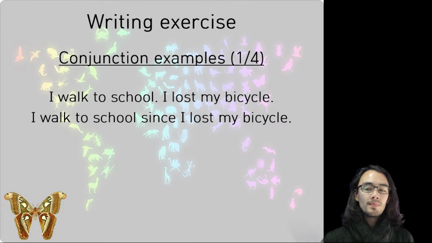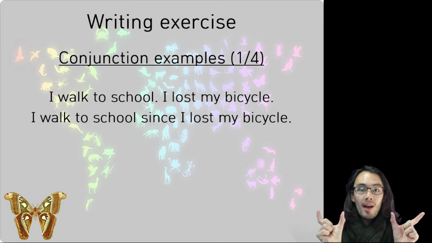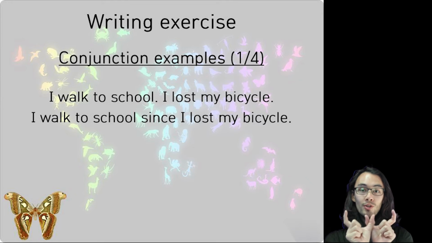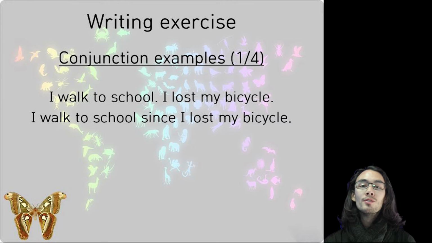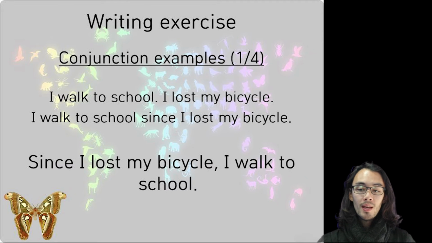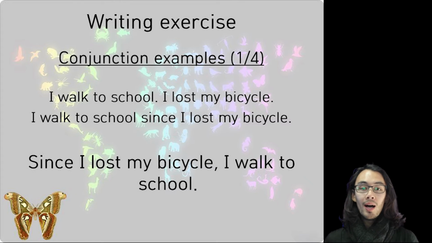The next one is now conjunctions. So you have two sentences and you want to combine them into one long sentence. So for example, I walked to school. I lost my bicycle. I want to combine them. And so I say, I walked to school since I lost my bicycle. But if we want to say the conjunction first, what we do is, since I lost my bicycle, comma, I walked to school.